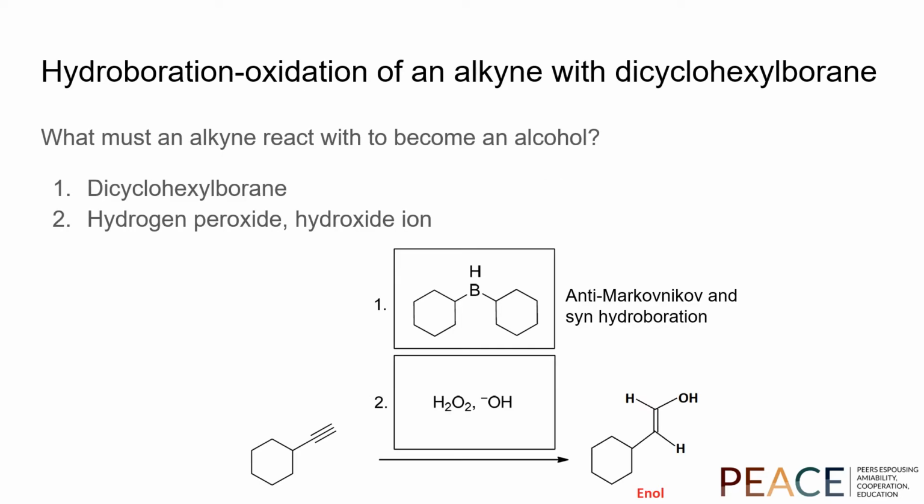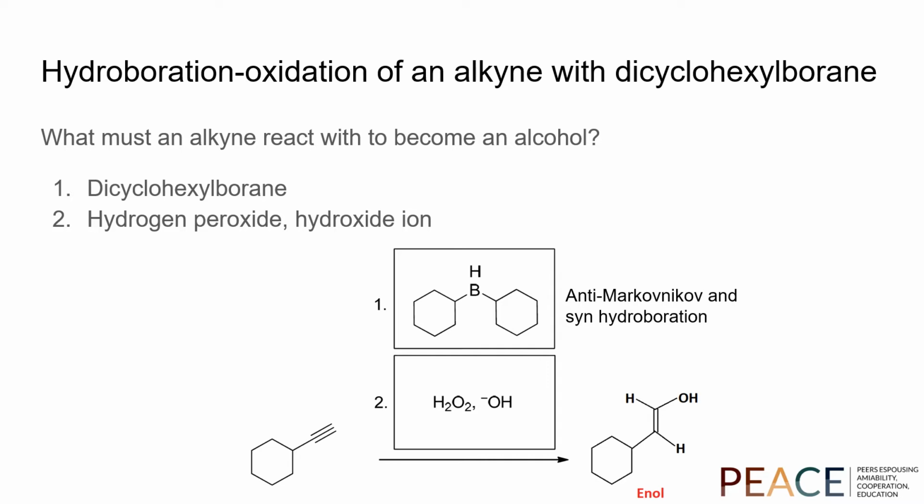Okay, so after looking through your notes, hopefully you've realized that the mechanism of going from an alkyne to an alcohol is called hydroboration-oxidation, and when you're using an alkyne specifically, you need to use a reagent called dicyclohexylborane. So when we use dicyclohexylborane, that's the hydroboration part of hydroboration-oxidation. There's also an oxidation step which requires hydrogen peroxide and hydroxide ion in a separate step.